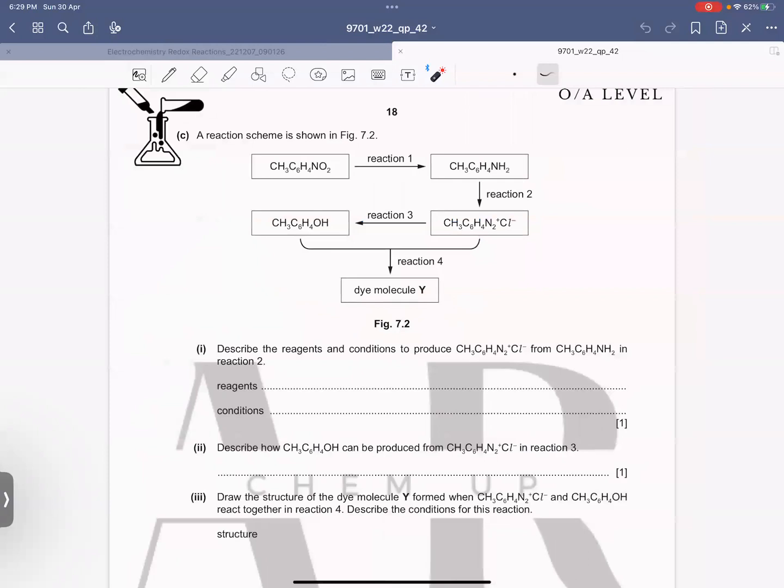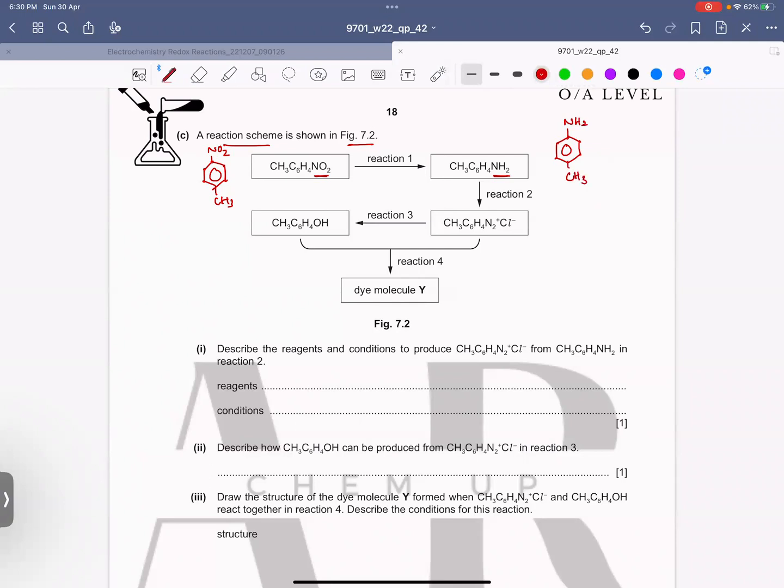Now, a reaction scheme is shown in figure 7.2. In reaction 1, what we are seeing is that the nitro group is converting into an amine group. And if you see here, we have a C6H4. So basically, for reaction 1, here we have a nitro group and here we have a CH3 group, and in the product over here, that nitro group is actually converted into amine, and here I have a CH3 group.